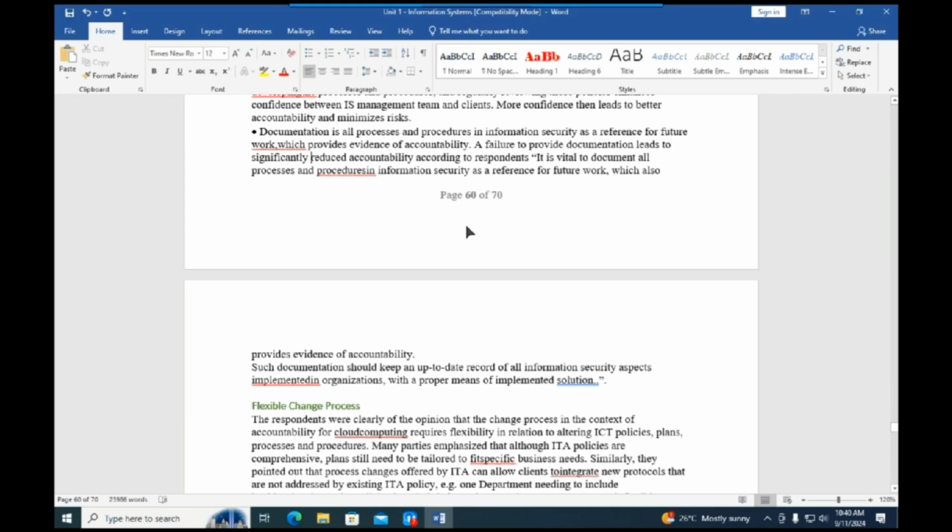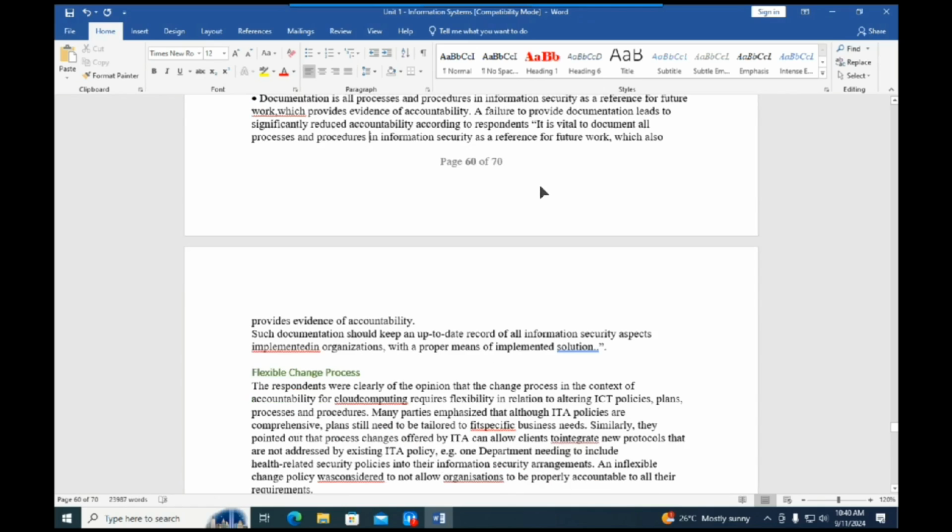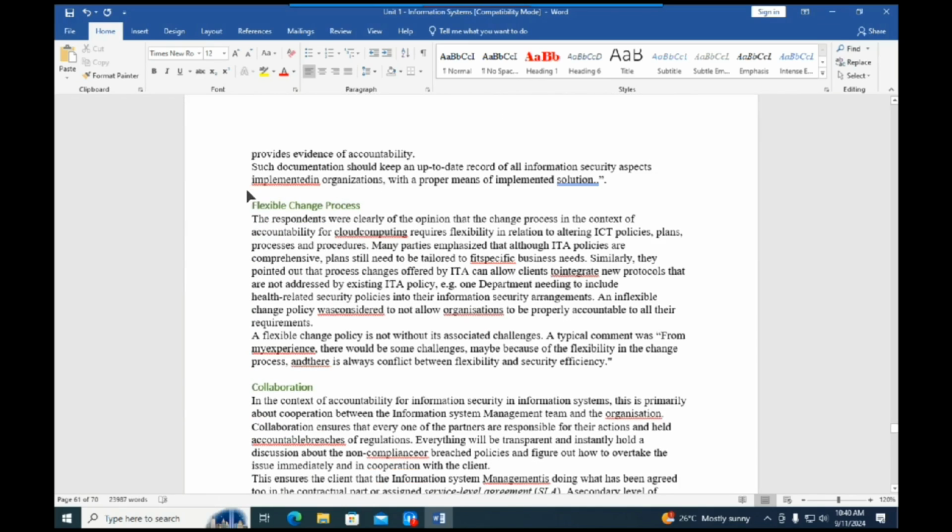So it's very important to make sure that you document all the processes and the procedures in information security as a reference for the future, which is also going to give evidence that you are accountable, or that your information system caters for accountability. The documents are supposed to be kept up to date. In other words, they're supposed to be updated, and all the security aspects that are implemented in the organization should have a proper means of implemented solution.